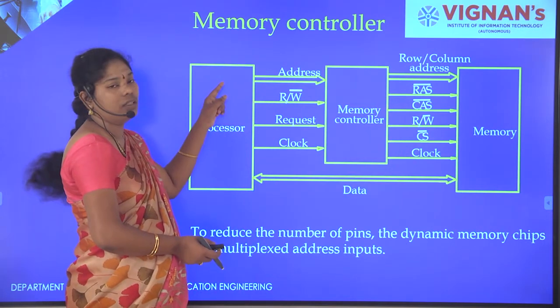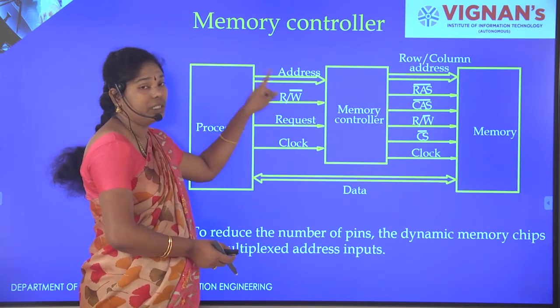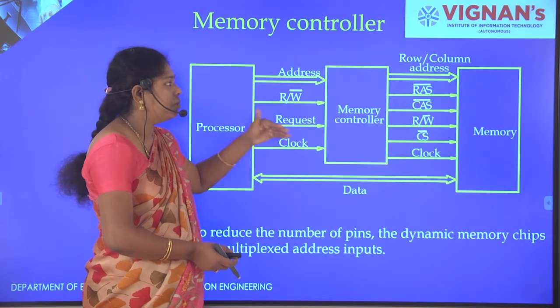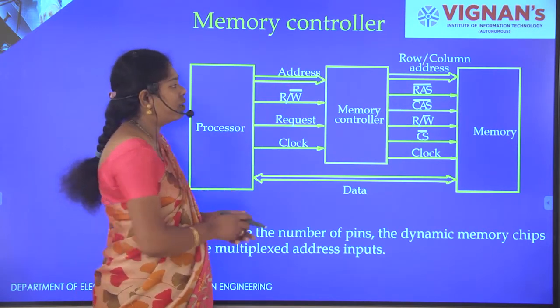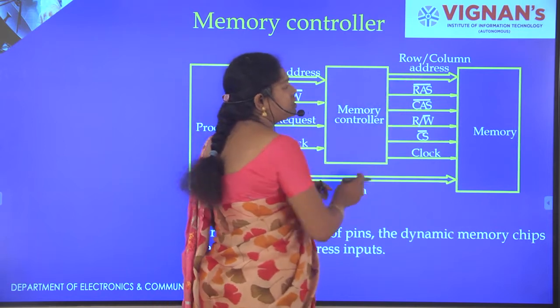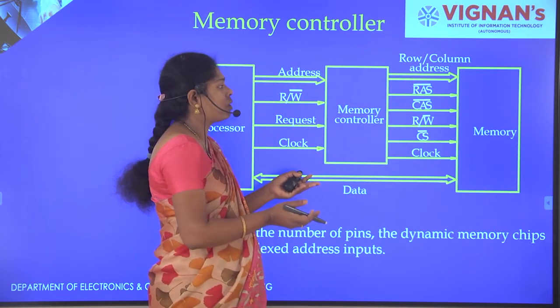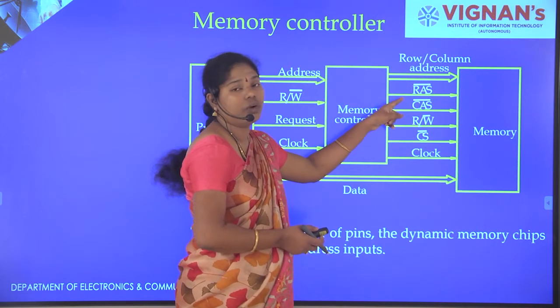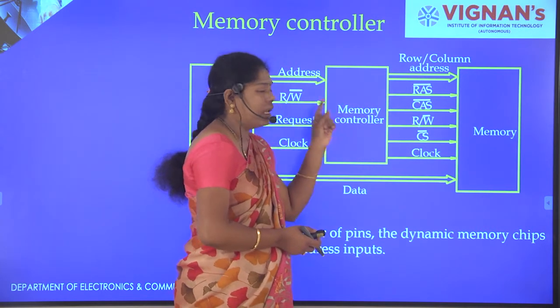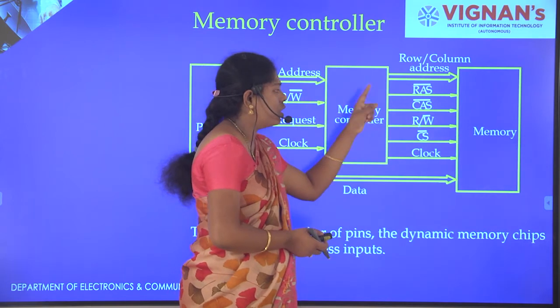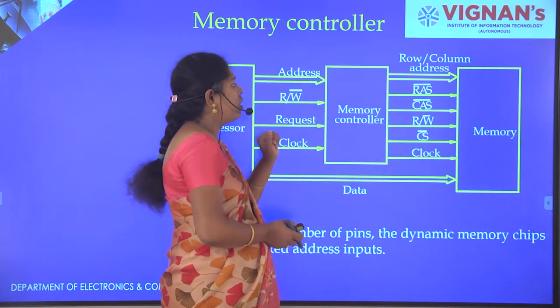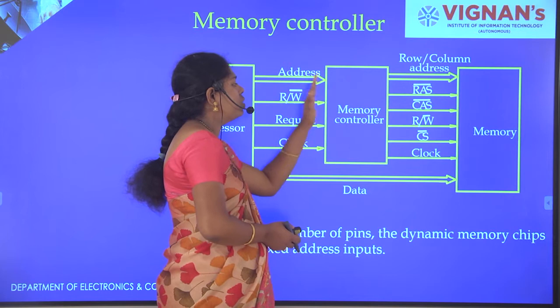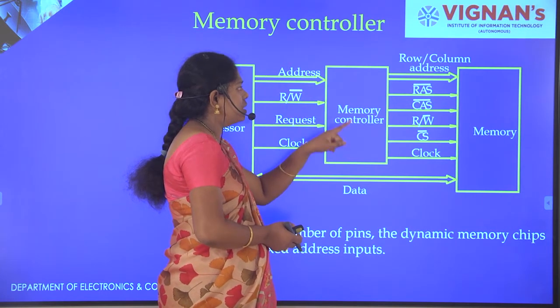The main thing here is that the processor provides the complete address, but to minimize the number of pins, we construct the address as row and column. To select a particular row, we use the row address strobe, and to select a column, we use the column address strobe.